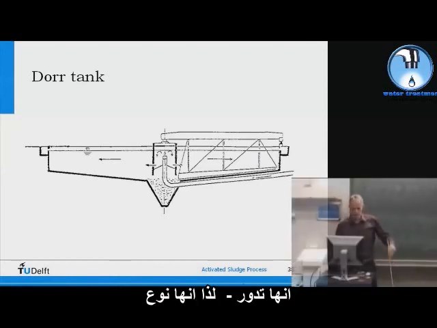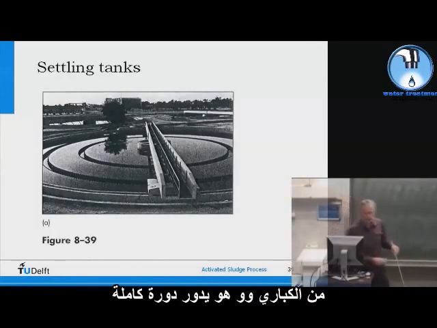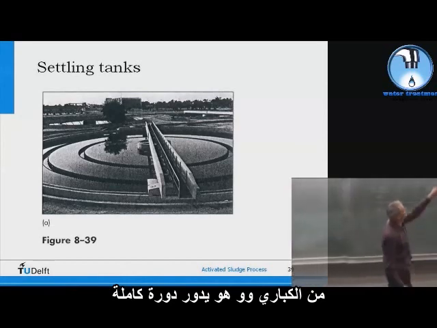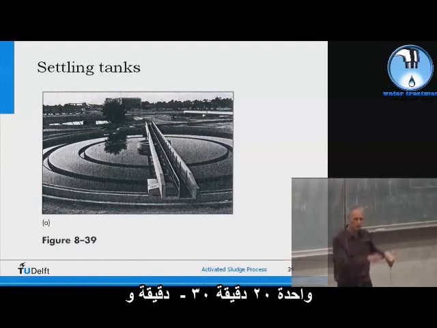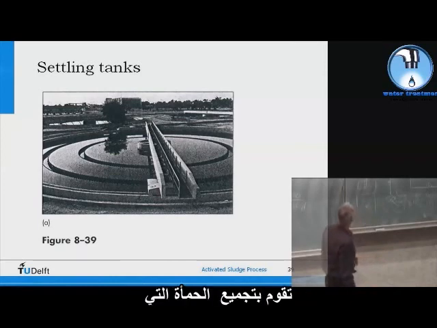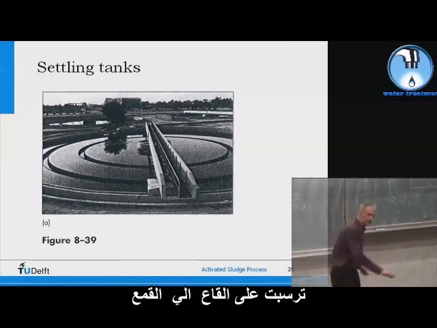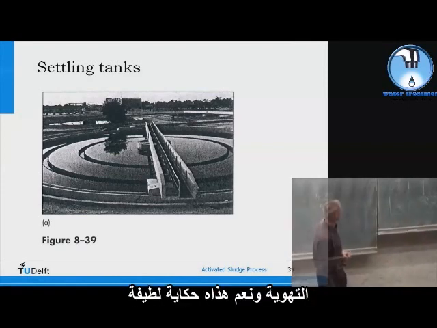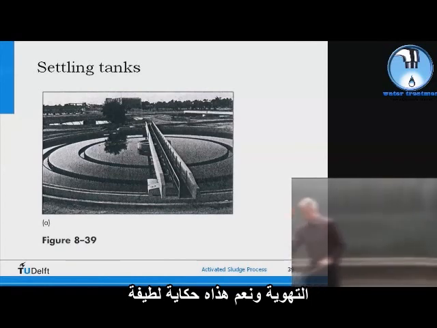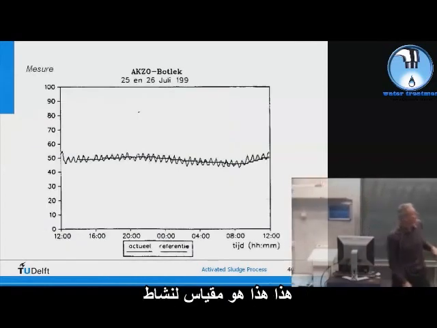It's revolving, so it's a kind of bridge, but this is revolving typically every 20 minutes. It makes one tour in 20 to 30 minutes. And it scrapes the sludge that's settling on the bottom to a ditch from where it's pumped back to the aeration tank. And yeah, that's a nice anecdote.